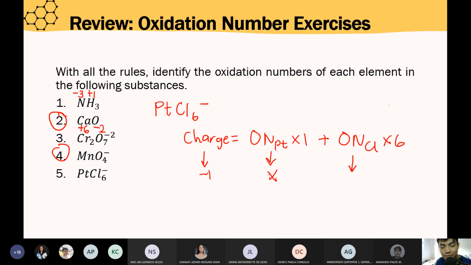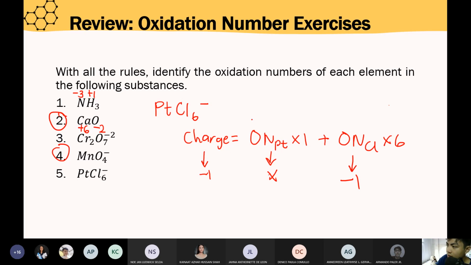So if it's a group 7 element, it should be -1. But there is an exception in the rules, right? If it is bonded with oxygen, then it is not -1. Is the chlorine bonded to oxygen? No, right? Okay, so that means it is really -1. Okay? So, you need some logic first: is it bonded to oxygen? If it is bonded to oxygen, it is not -1. But if it is not bonded with oxygen, then it is -1. And as you can see, Cl is bonded with platinum, not oxygen. So, that means Cl should be -1.